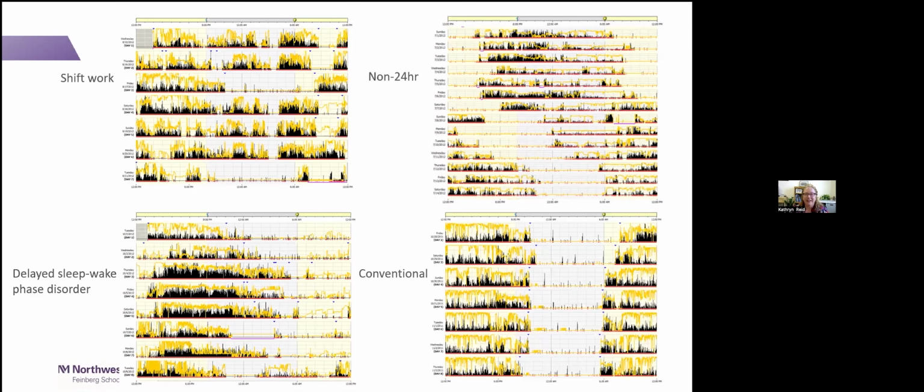And then lastly, what we would consider a conventional sleep-wake schedule, where somebody is sleeping from about 10 o'clock to sort of 6 o'clock, a little bit longer on the weekends, and getting light during the daytime and less light during the nighttime. So that's the premise of some of the data that I'll show you from these community studies.